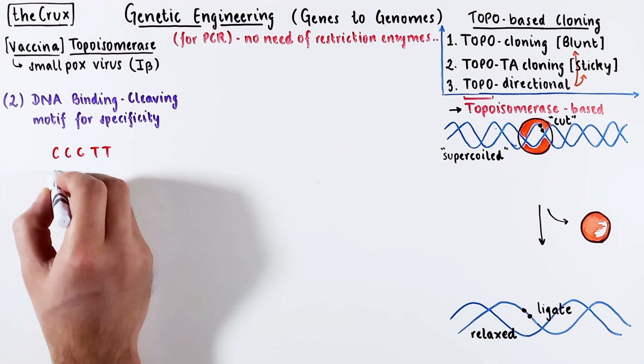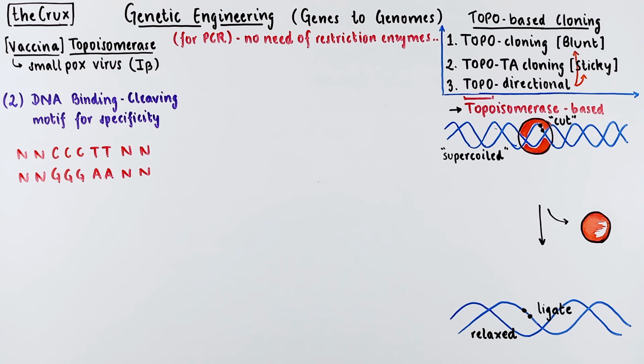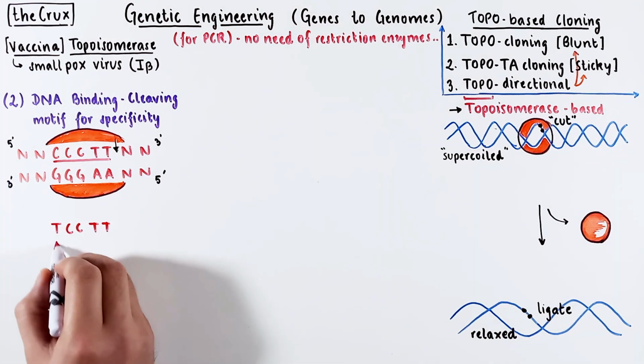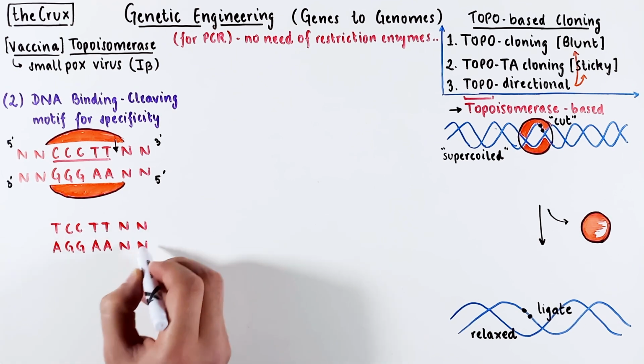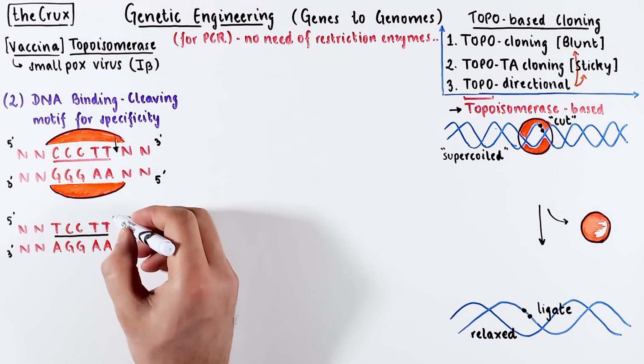CCCTT is one of the two binding sites. If present in a double-stranded DNA context, the Vaccinia topo will recognize this site and make a cut after the last thymine in the CCCTT sequence. The second sequence of specificity is TCCTT. Same logic here as well. The cut is made after the last T.